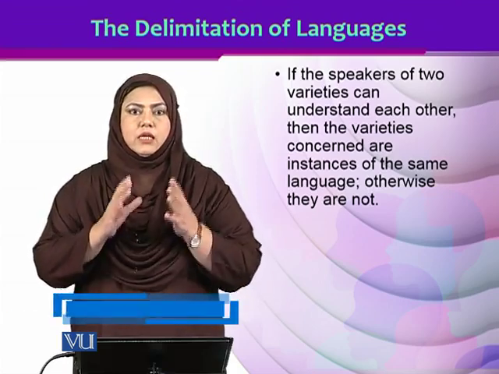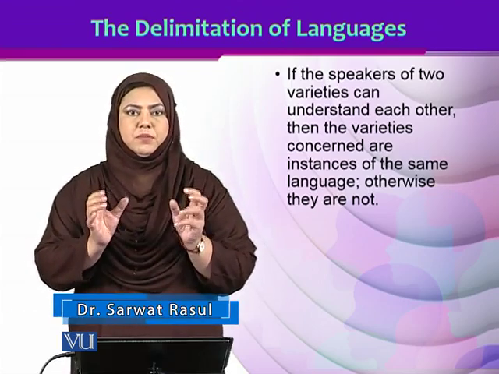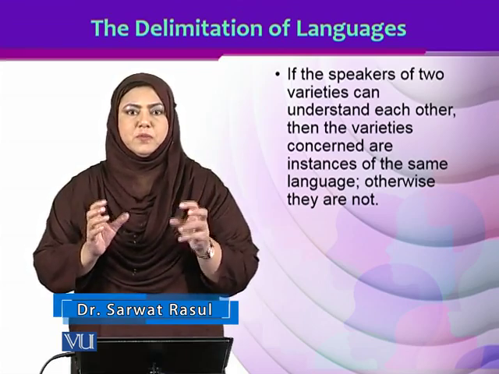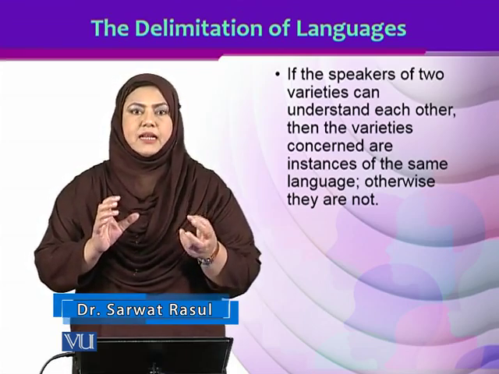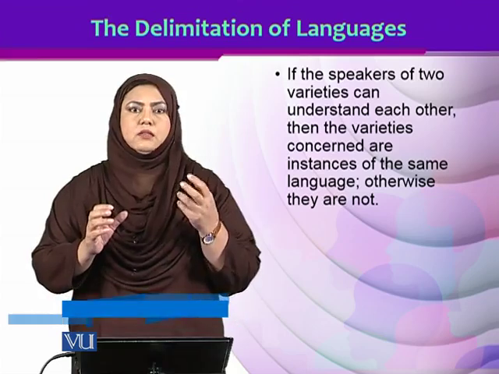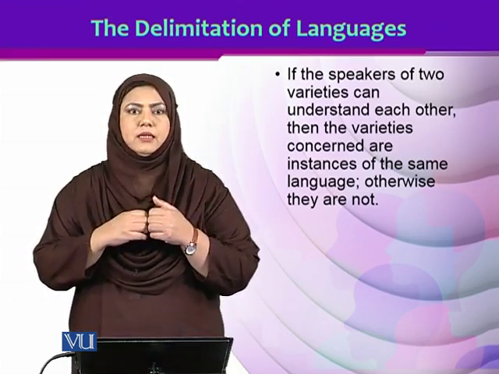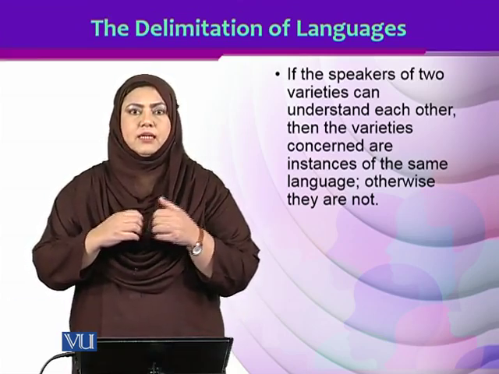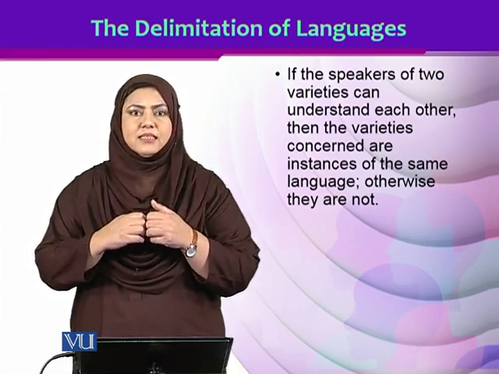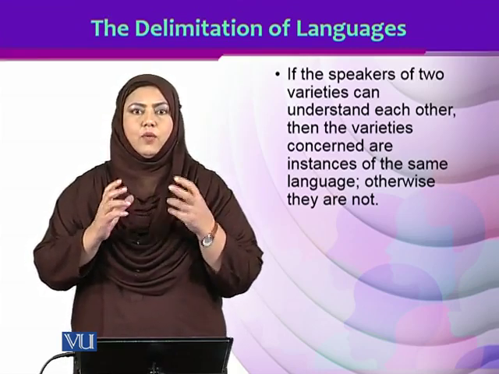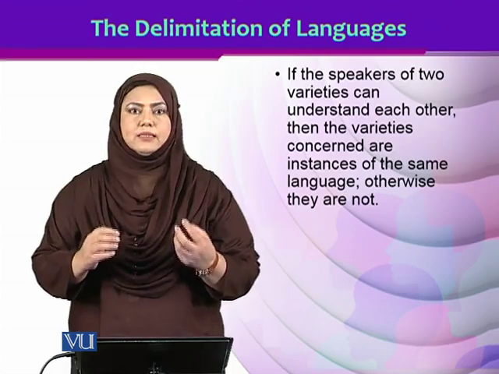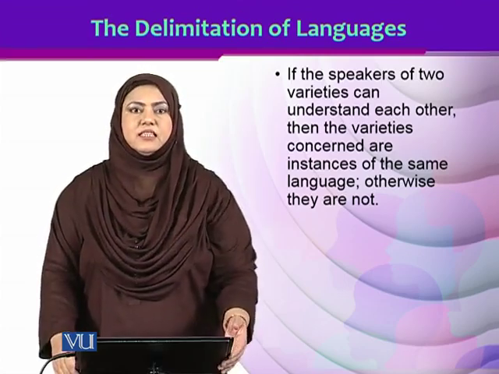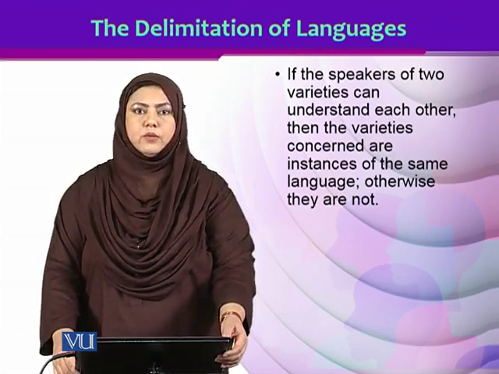This is a very generalized idea that I would give to you about the delimitation of languages. If there are two groups, and people from these two groups speak two different varieties of codes, if it is mutually understandable, intelligible, then in that case, these are one language. Otherwise, they are not. This is the general criterion that linguists and sociolinguists use.